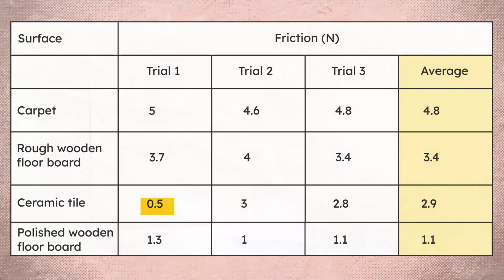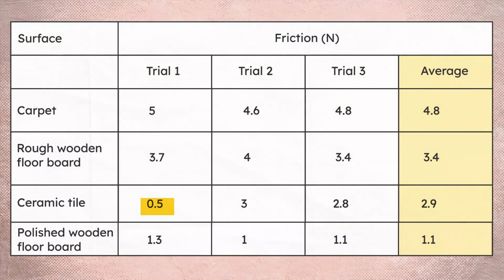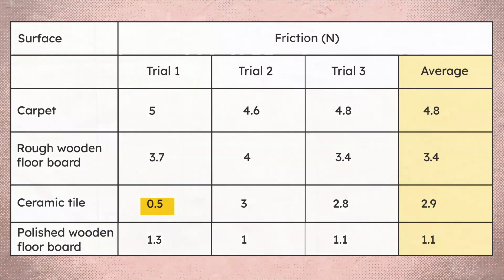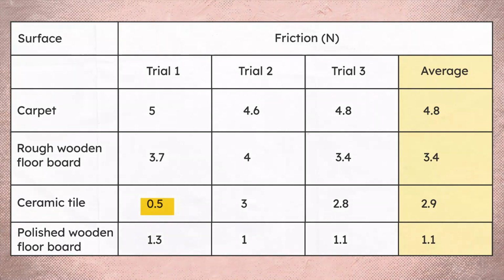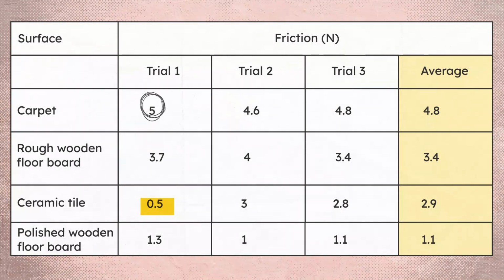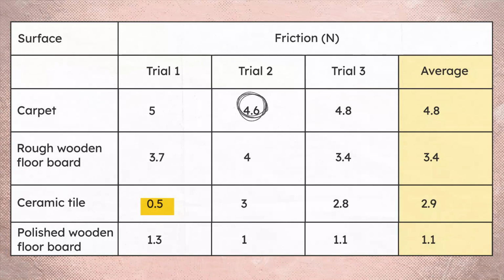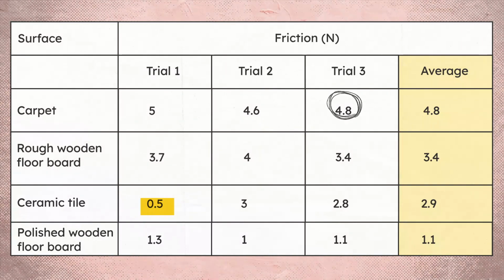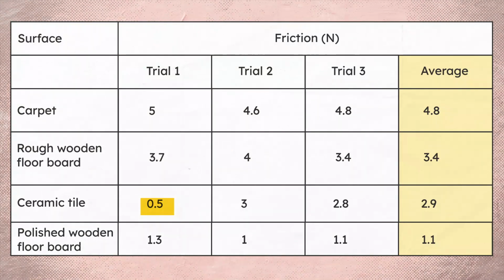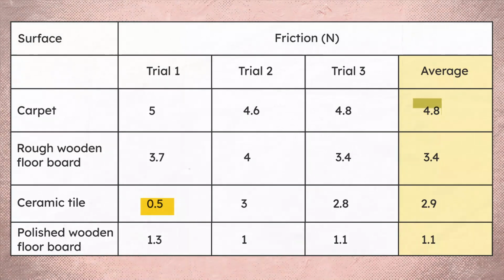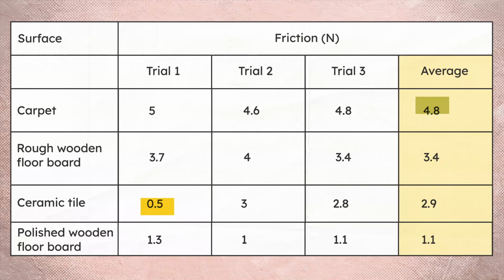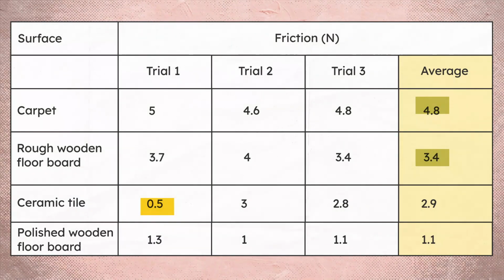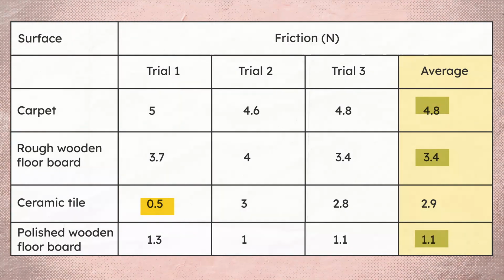For the carpet, there are no anomalies. To calculate the mean, we add up all the values and divide by the number of values. In this case, 3. The mean equals 5 plus 4.6 plus 4.8, all divided by 3. The mean is 4.8 newtons. The same method is followed for the rough wooden floorboard and the polished wooden floorboard.